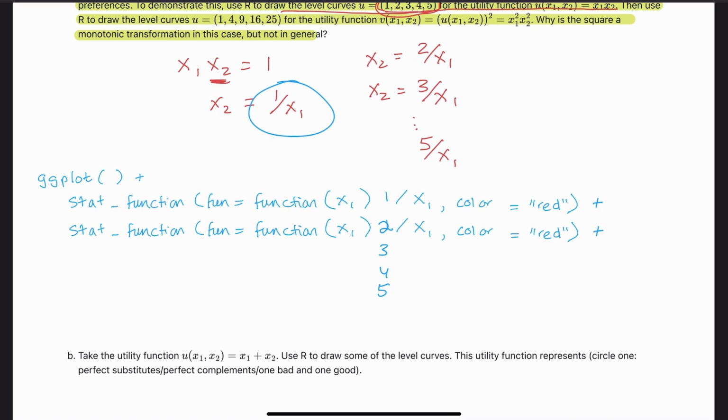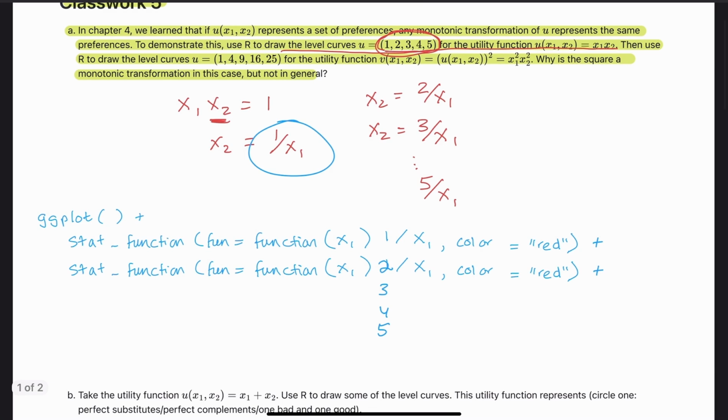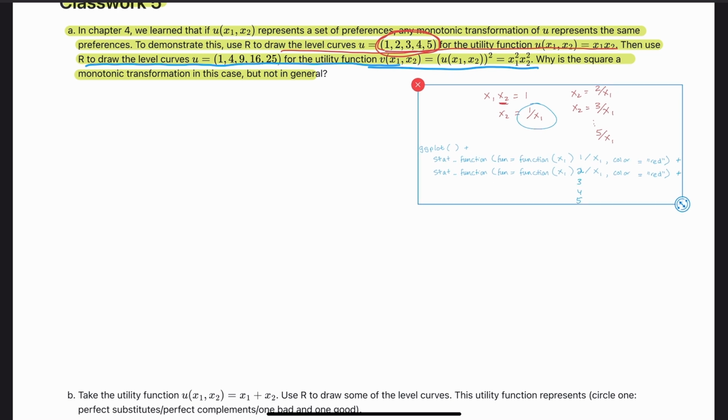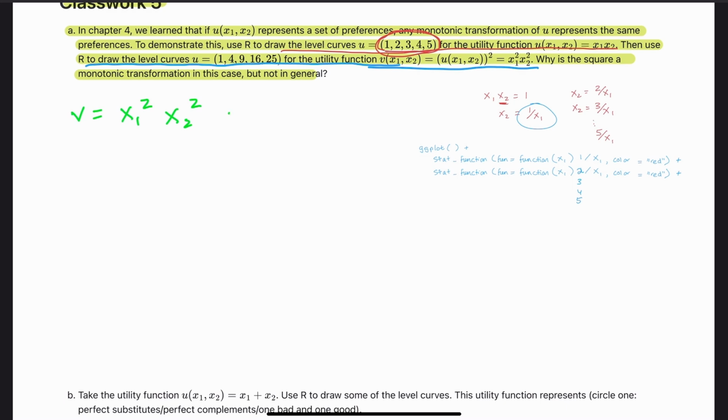All right. So next, the problem says to use R to draw the level curves U = 1, 4, 9, 16, 25 for this utility function V. So let me shrink down everything that I've done and put that over here. Now we're working with V, which is x1 squared times x2 squared. And you can see this is the same thing as U squared from over here.